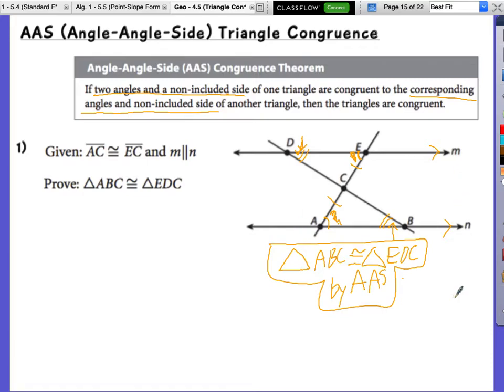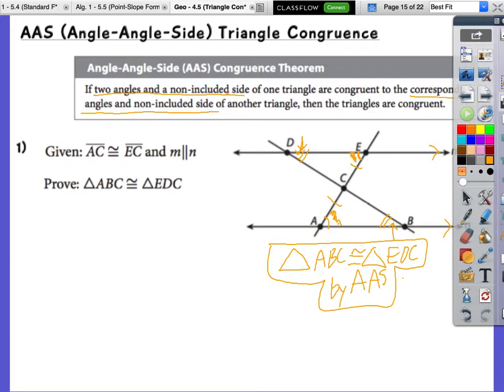Questions on this one? Is that why there's SAS instead of... No, that's because the angle is included between the sides. So you have to be careful. Side, side, angle doesn't exist. And nor is there side-side-angle.